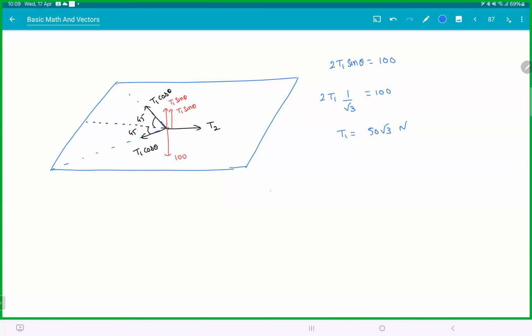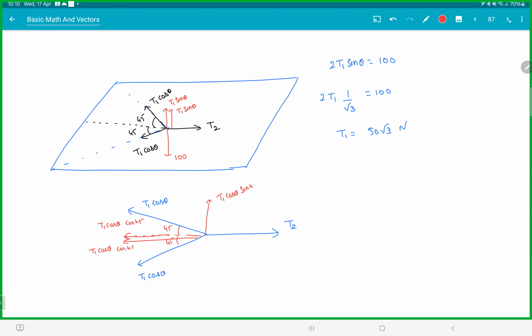Fair enough. Now in the horizontal direction, look at the catch. T1 cos theta, then cos 45. You have to again take the components of T1, the Y shape's components. So this is T2. This is T1 cos theta. And this is T1 cos theta. This is 45 and this is 45. So in this direction the component will be T1 cos theta cos 45. In this direction it will be T1 cos theta sin 45. So the sin 45 components actually cancel out. So 2 times T1 cos theta cos 45 is T2.